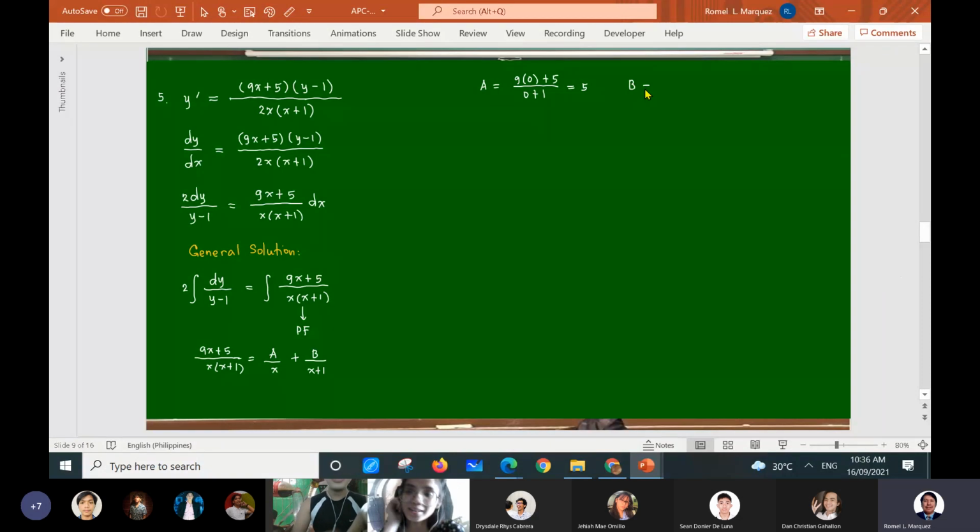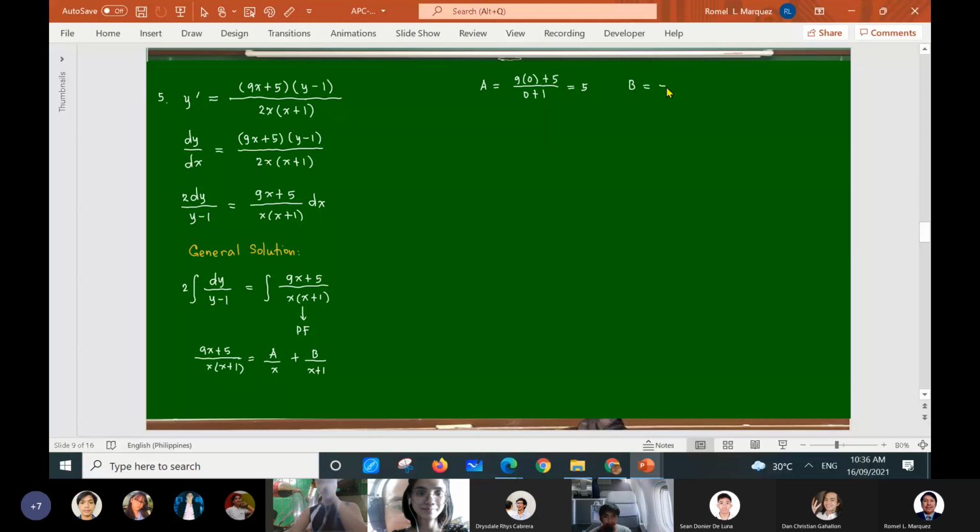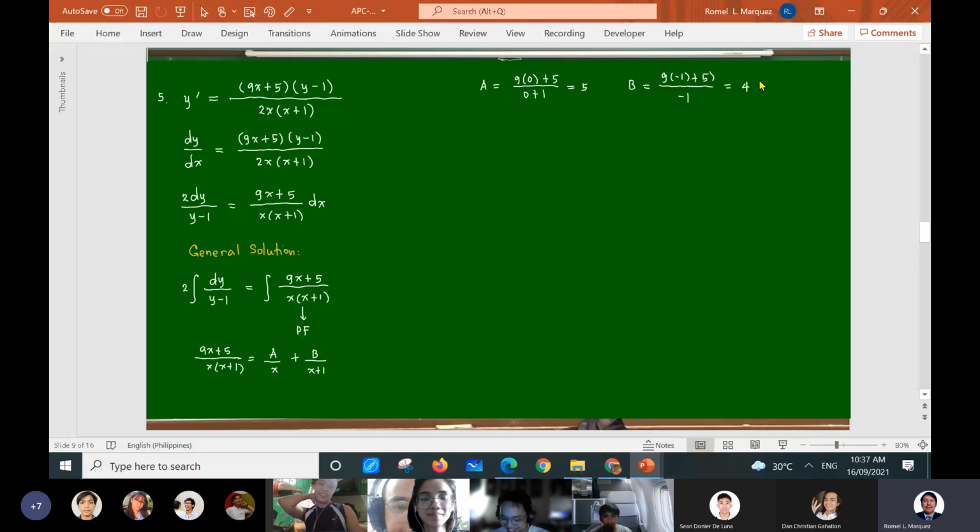To solve for B, for what value of x will it be 0? When x is negative 1. So 9 times negative 1 plus 5 all over negative 1. You remove the x plus 1 this time. You substitute x equals negative 1. This is negative 4 over negative 1, positive 4. Am I right, children?